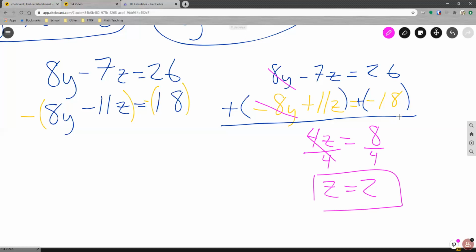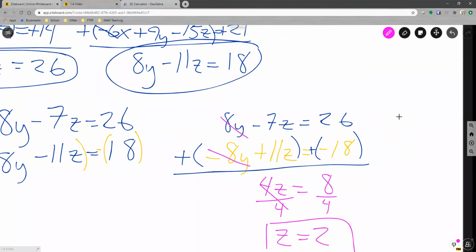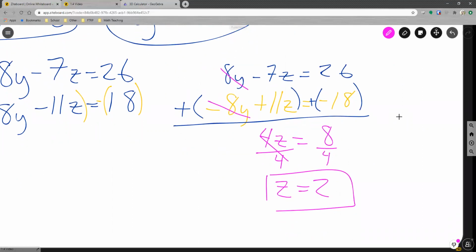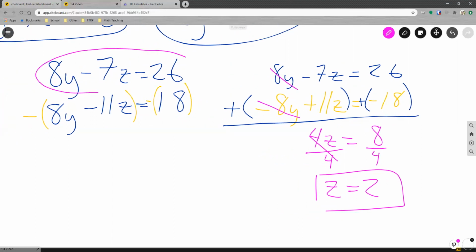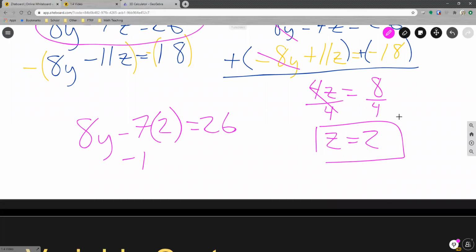So I'm almost there now. Once I get one of the values, it all comes together quickly. Because I know that z is equal to 2, I'm just going to plug that z back into one of these 2 equations that I have. I'm going to choose this equation. So I've got 8y minus 7 times z, which is 2, equals 26. Just work out the math.